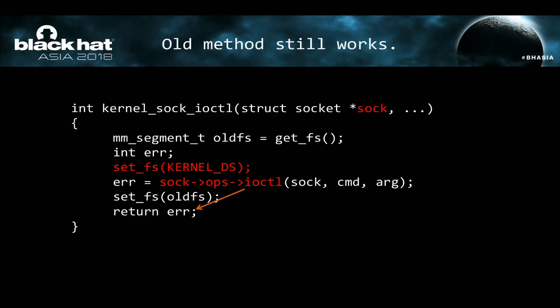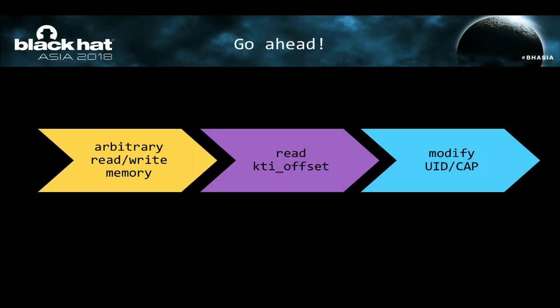However, this mitigation does have influence on stage two of root flaw, because we can't determine the location of thread info, and it's difficult to search for our process task struct. But don't worry about that, because we can read or write kernel memory. So we can easily read the value of KTI offset.